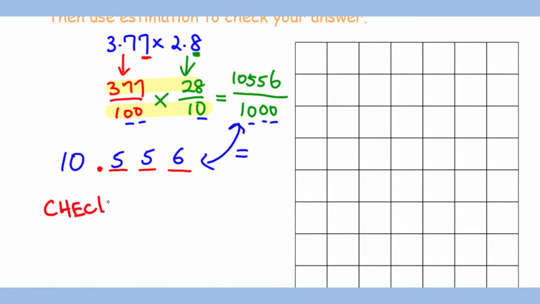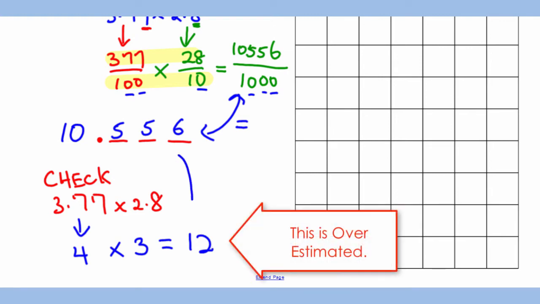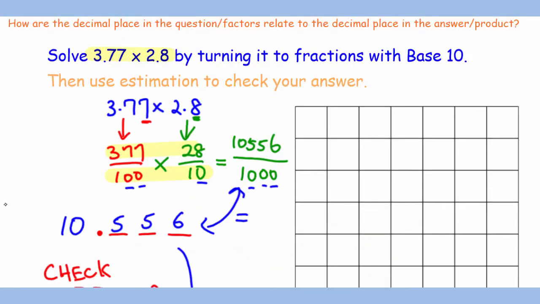And let's see if the answer makes sense by checking it with estimation. So 3.77 can be rounded roughly to 4, and 2.8 can be rounded roughly to 3. When you multiply them together, it should be around 12, but should be less than that because we rounded both numbers up. Okay, now how do we do the exact same thing without converting, so we can save time?